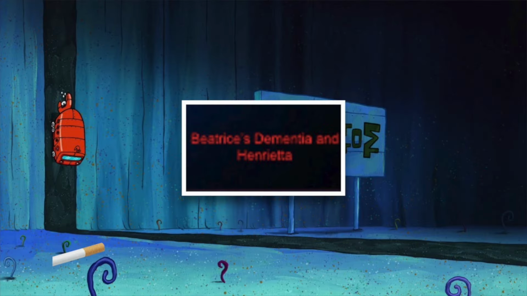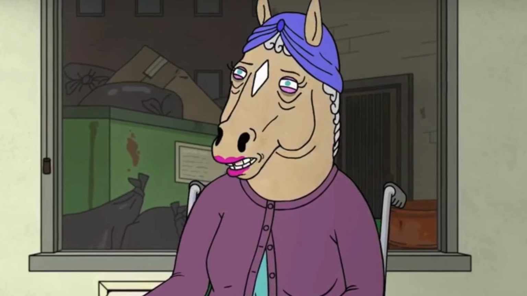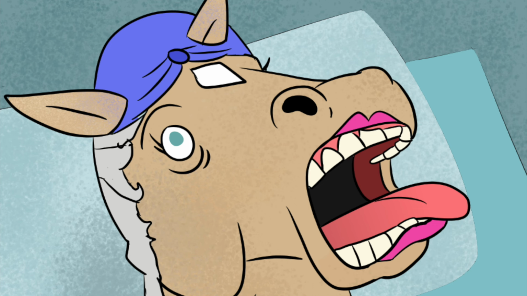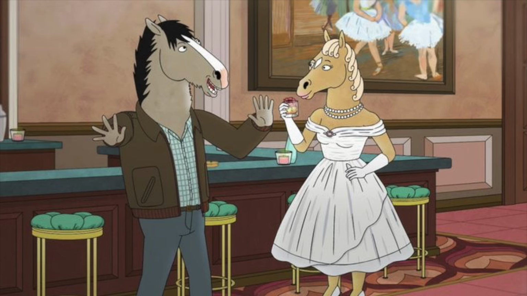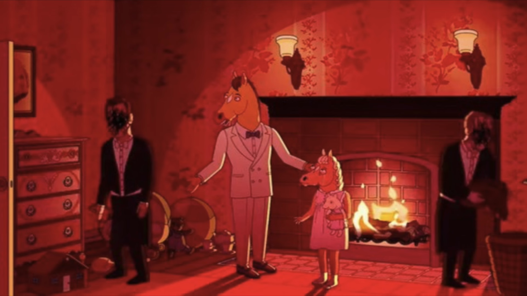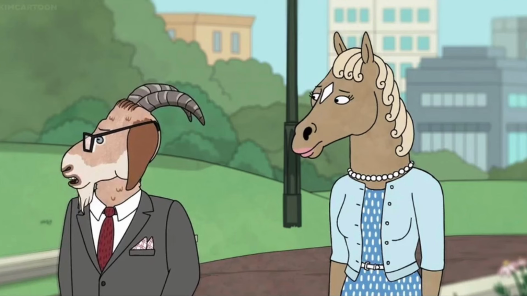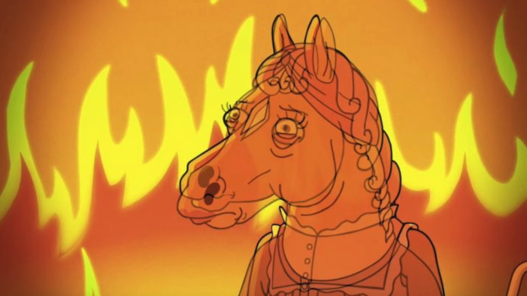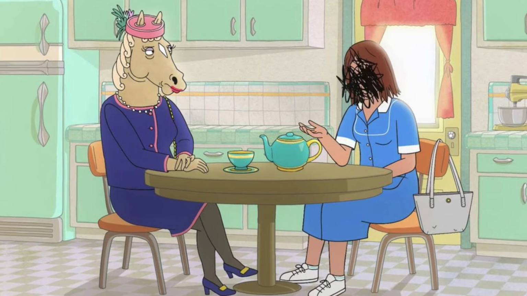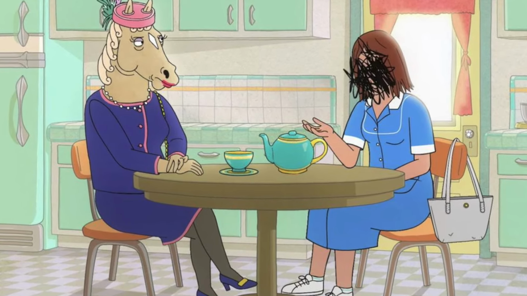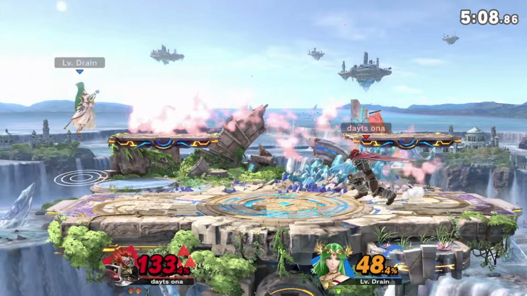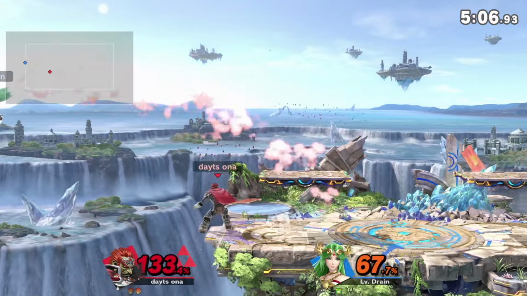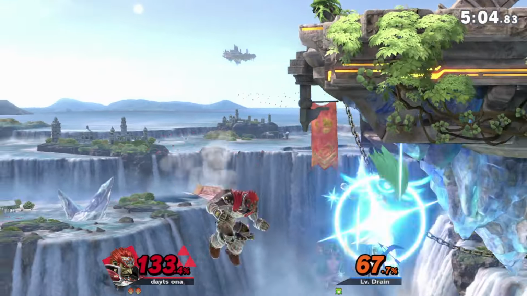Beatrice's dementia and Henrietta. Beatrice Horseman contracts a bad case of the dementias and can't remember for the life of her. She sees herself as a child and goes back in time to experience her memories in twisted and morbid filters. We are introduced to older characters in her memories, but one character that we hear but never see is Henrietta. In Beatrice's mind, when she sees BoJack, she can only see Henrietta.